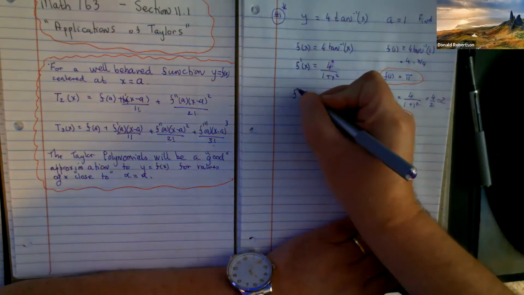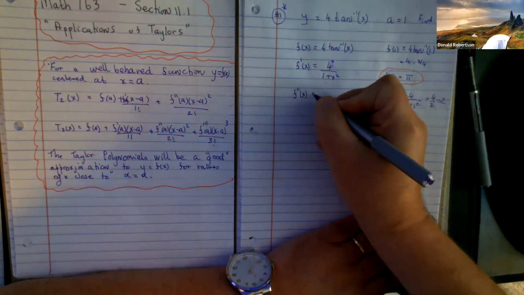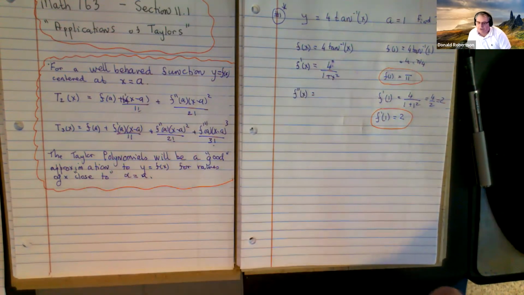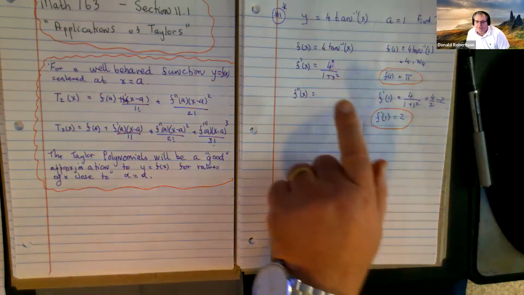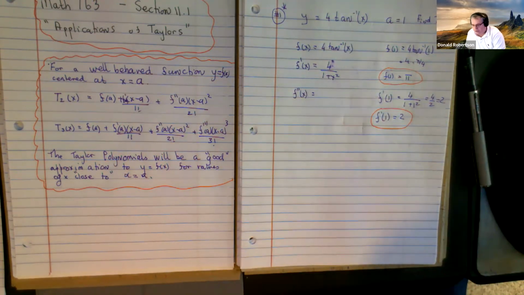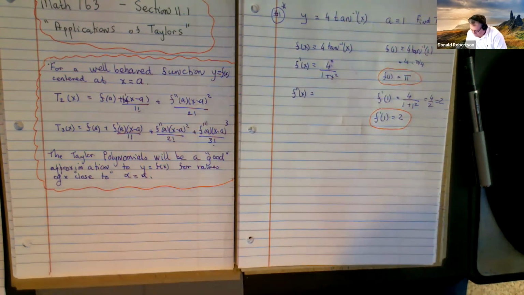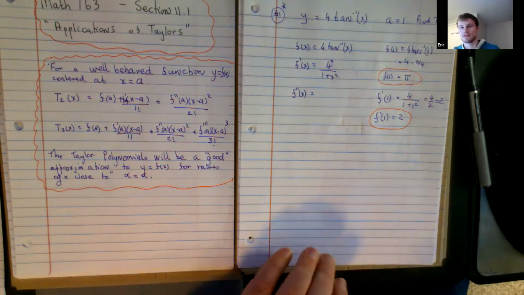Now to get the second derivative, I've got 4 over 1 plus x squared, and I want to differentiate that fraction. This is open to anyone. What differentiation technique can you use to differentiate that guy? There are actually 2 ways to do it, but which one would you choose? Both work. Bringing that on the top and do a chain rule.